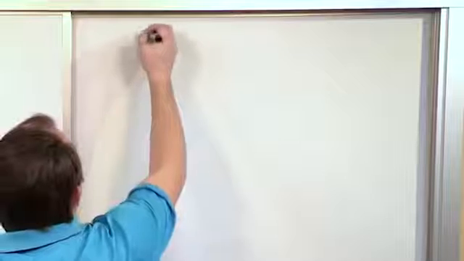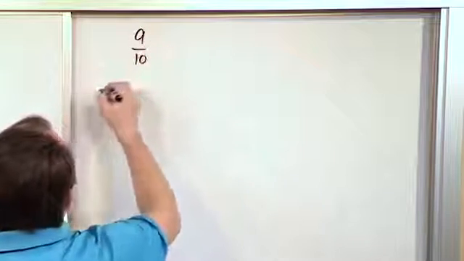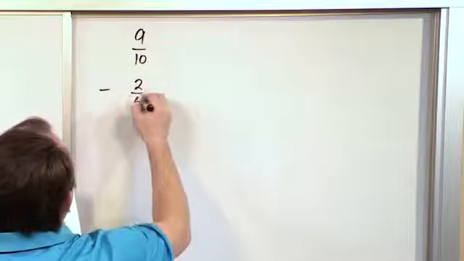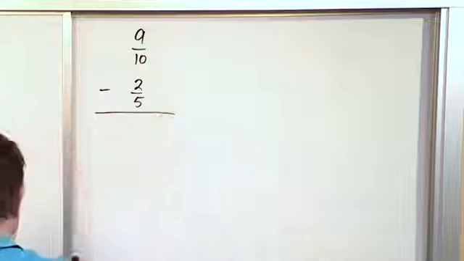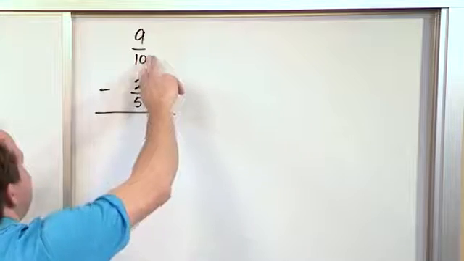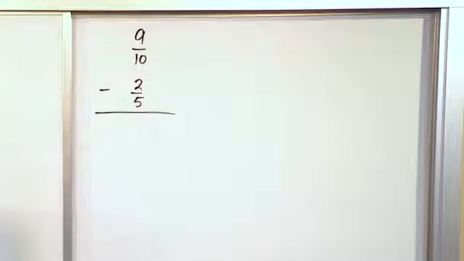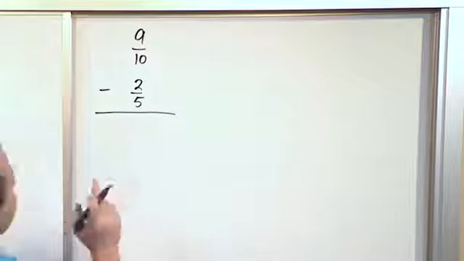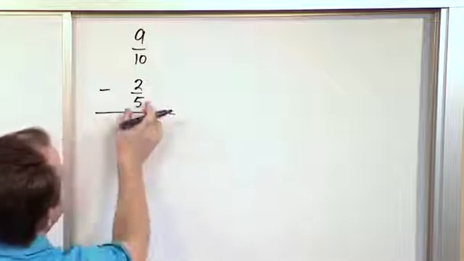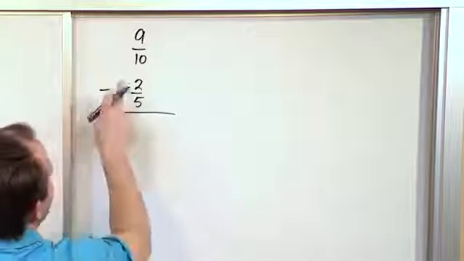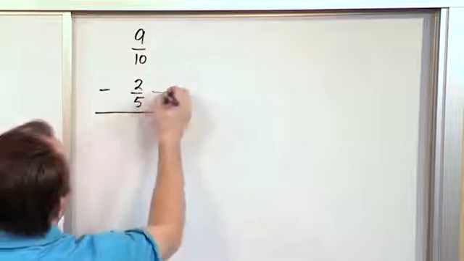All right, let's do the last problem here. What if we have 9/10 and we're subtracting from that 2/5? All right, so I'm checking for a common denominator. I have a 10 and I have a 5. Clearly they're not the same, so I can't really do anything immediately, but I noticed that 5 times 2 is 10, so I can transform this to have the same denominator.